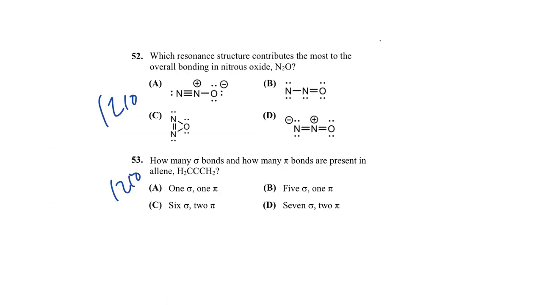Last couple of questions. So which resonance structure contributes most to the overall bonding in nitrous oxide, N2O? So we have a central nitrogen, oxygen outside. If we're building the Lewis structure following our basic ideas here, we'd have 5 times 2 for nitrogen plus 6, 16 electrons. So this is the proper count distributed, none left over for the central atom.